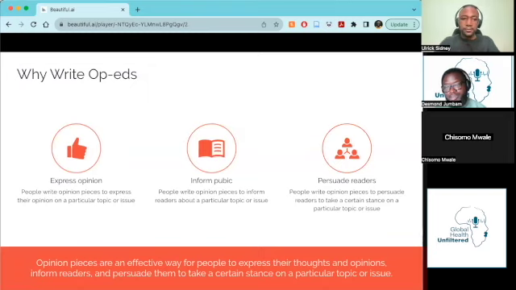So the example of the Barbie movie, that Barbie op-ed that I shared, right? There's a lot of discussion around that, and quite a number of people are writing op-eds as to whether it's a feminist movie or it's not a feminist movie, and so there's actually a discussion, and people are trying to persuade each other on their stance on this movie, right? So it can be written to persuade readers, not just on health issues, but on pop culture issues as well.